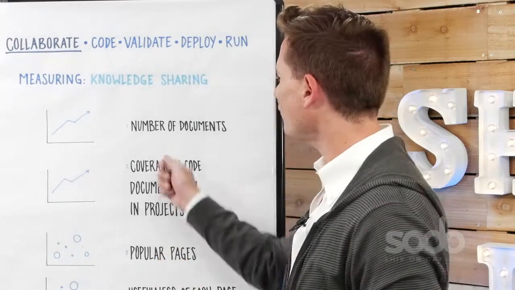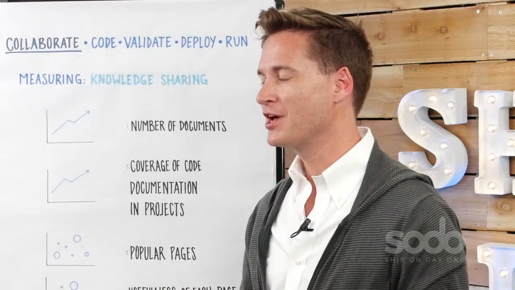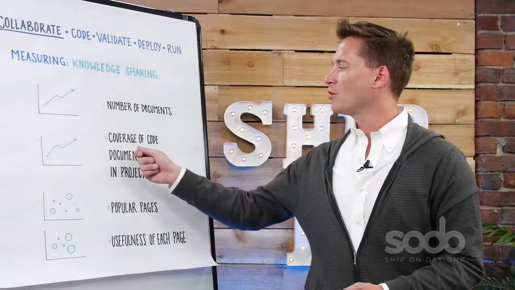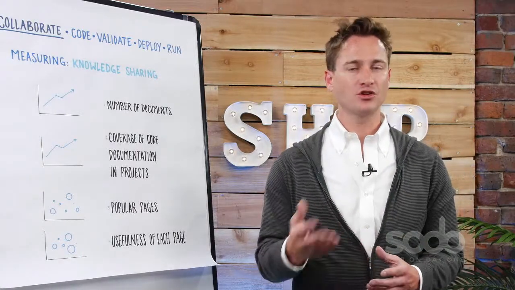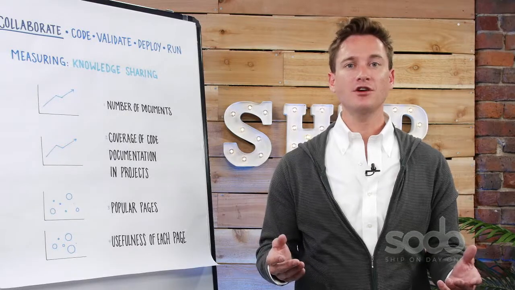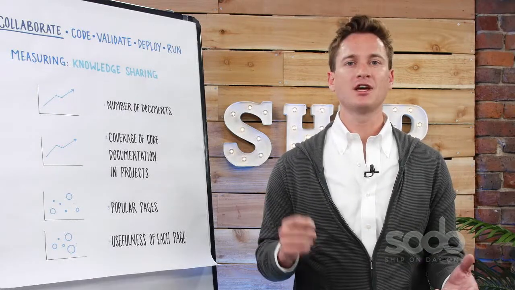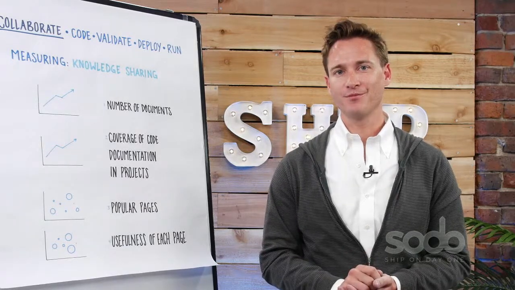Measurement 1. What is the number of documents that we have within our knowledge-sharing system? This might include wiki pages, more permanent documentation, or Confluence pages. Generally, it should trend upwards. Measurement 2. What is the coverage of code documentation within our projects? This might include Swagger documentation, JSDocs, or Javadocs. Generally, this should also trend upwards, as software developers add more documentation to the underlying code.